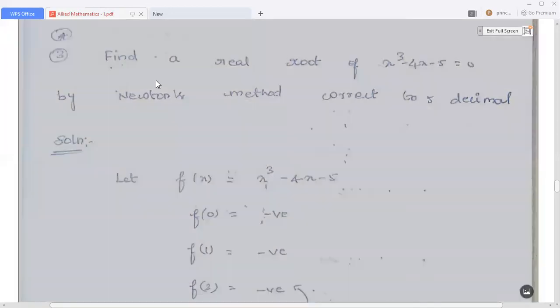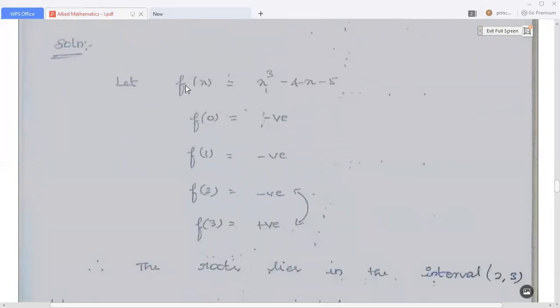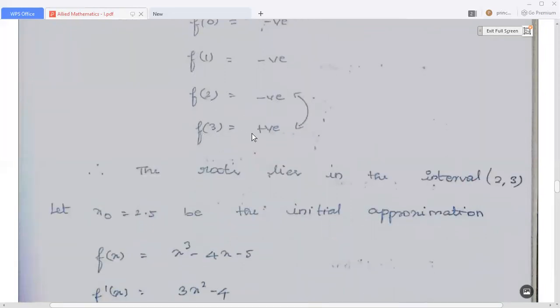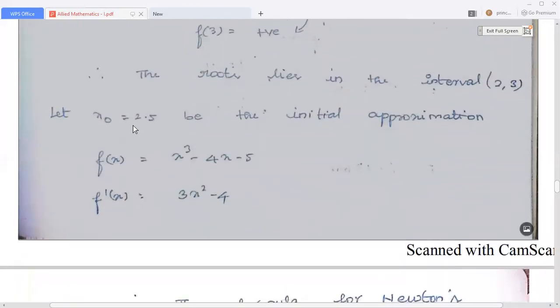Next problem. Find a real root of x cube minus 4x minus 5 equal to 0 by Newton's method correct to 5 decimal places. Here the answer should be correct to 5 decimal places. We take f of x equal to x cube minus 4x minus 5. Here f of 0 is negative, f of 1 is negative, f of 2 is negative, so f of 3 is positive. Here the root lies in the interval 2, 3. So here we take x0 equal to 2.5 to be the initial approximation.